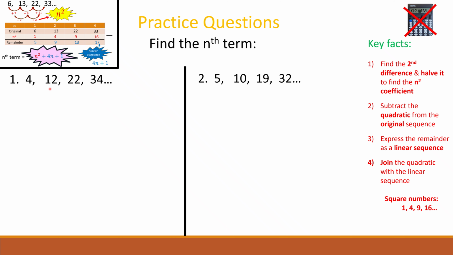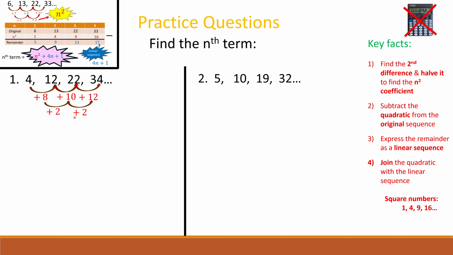So the difference between 4 and 12 is 8, between 12 and 22 is 10, and between 22 and 34 is 12. These differences are different, so we now need to find the second differences. So between 8 and 10 is 2, and between 10 and 12 is also 2. The second differences are the same, which means we have got a quadratic sequence.